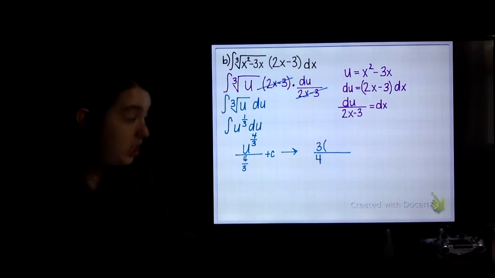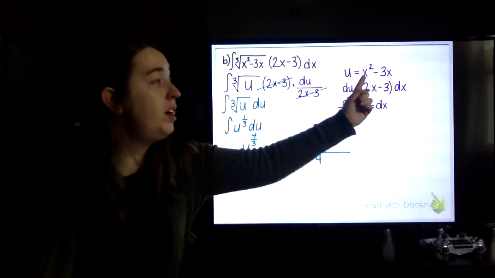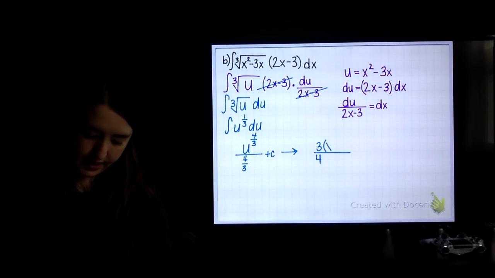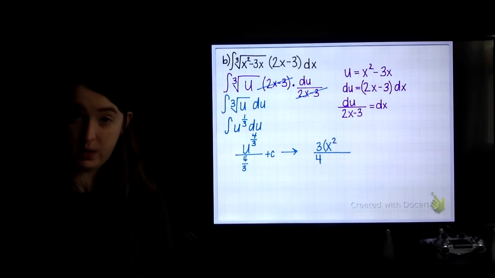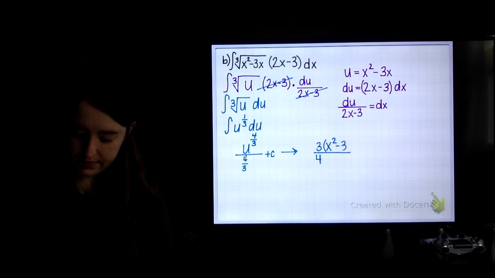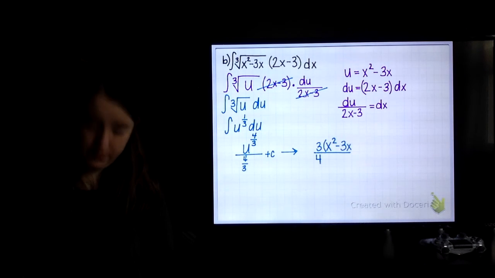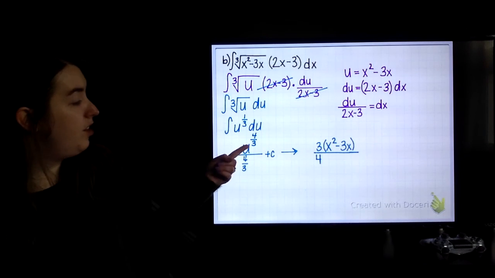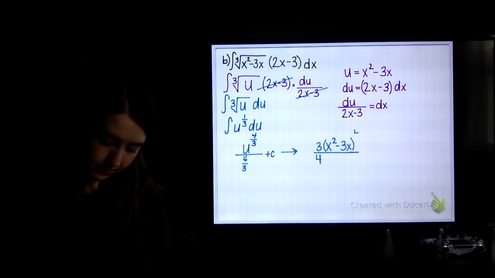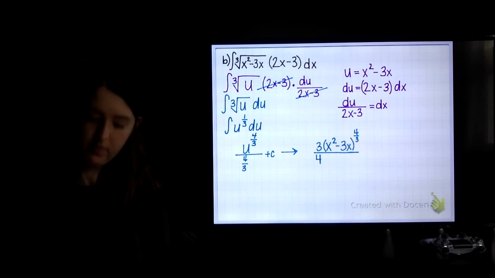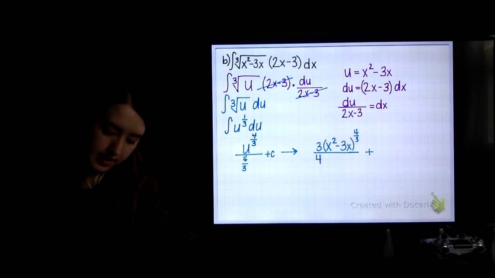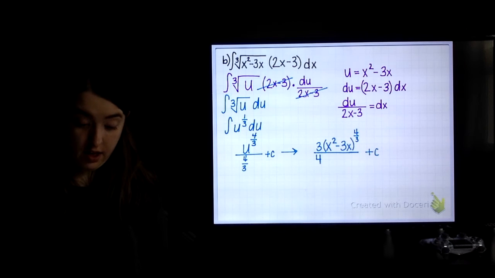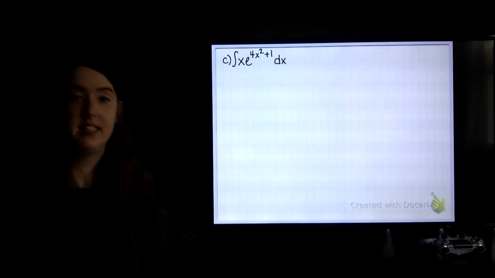Now, instead of having u, I'm going to replace in what u was equal to into my answer. I need to replace it back in. So that was x squared minus 3x. And that is to the 4/3 power. And then, of course, we need the plus c at the end. Okay, we got this. 2 more.